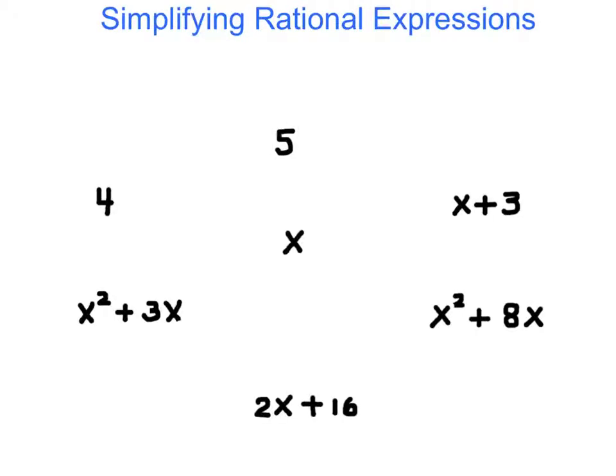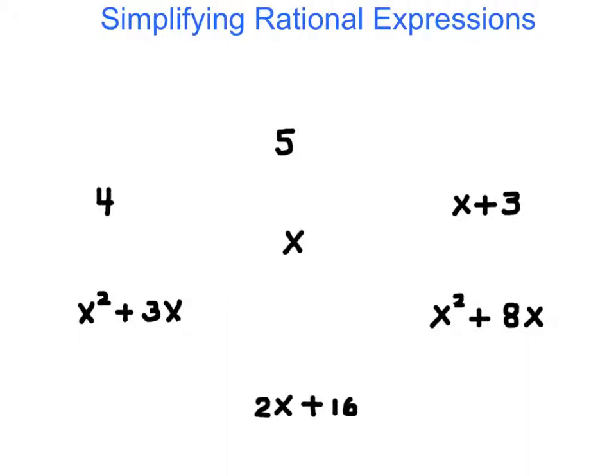In this lesson, we're looking at simplifying rational expressions. Here I have a set of polynomial expressions. I have 4, which is a constant monomial. 5 is a constant monomial. X is a monomial that's linear, first degree.